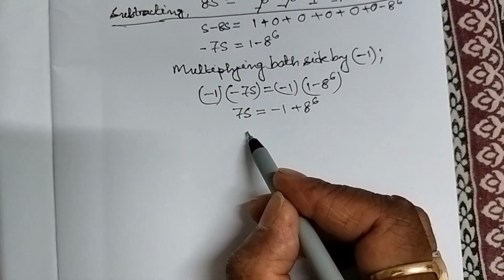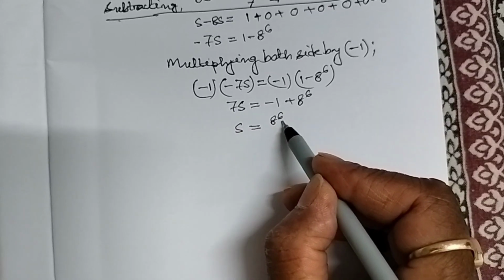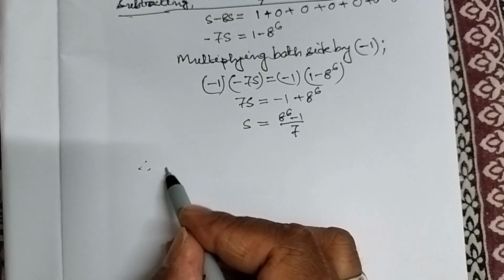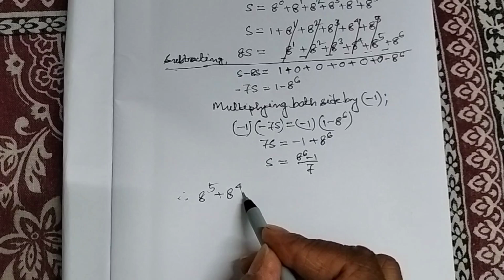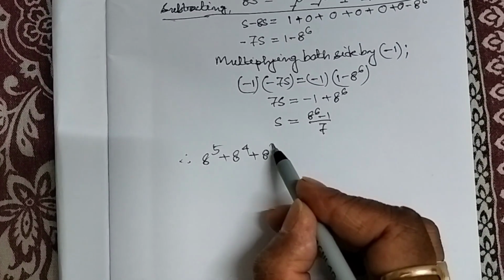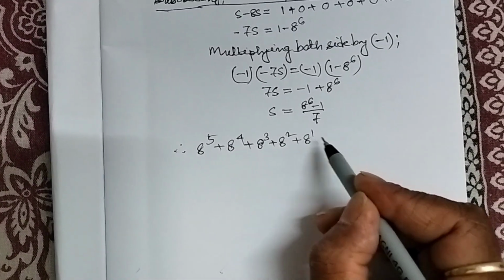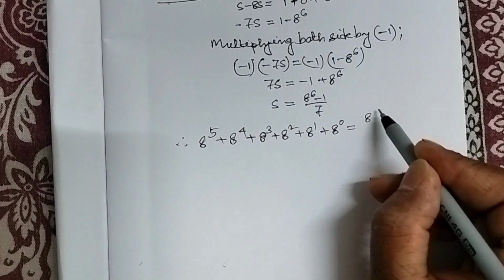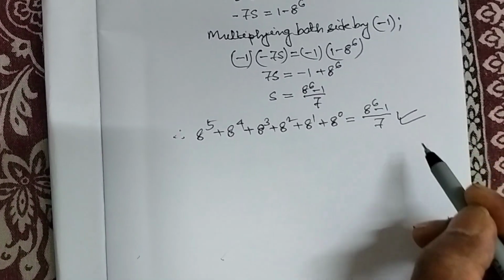Therefore, S is equal to 8 to the power 6 minus 1 divided by 7, taking 7 to the right hand side. Therefore, 8 power 5 plus 8 power 4 plus 8 power 3 plus 8 power 2 plus 8 power 1 plus 8 power 0 is equal to 8 to the power 6 minus 1 whole divided by 7. This is our required answer.